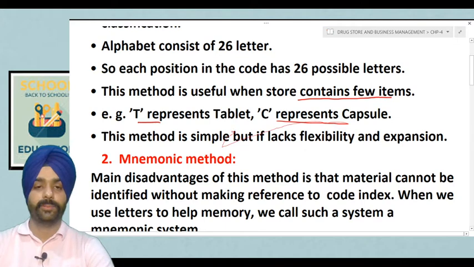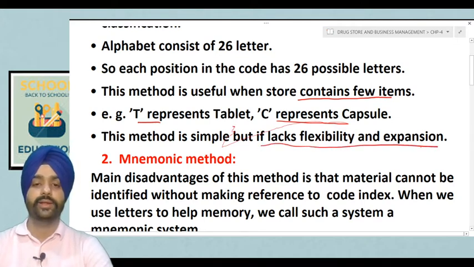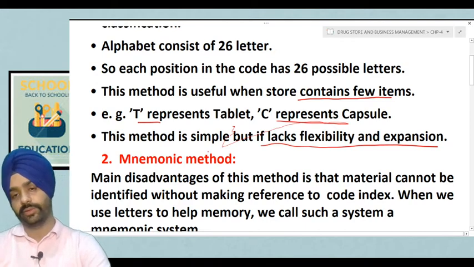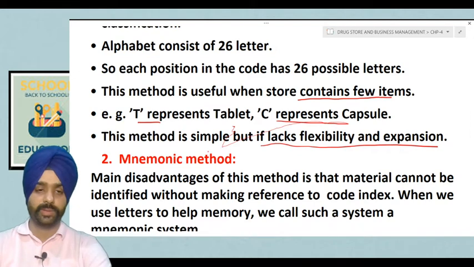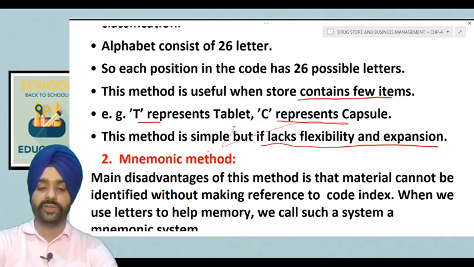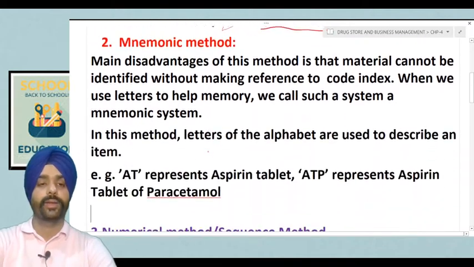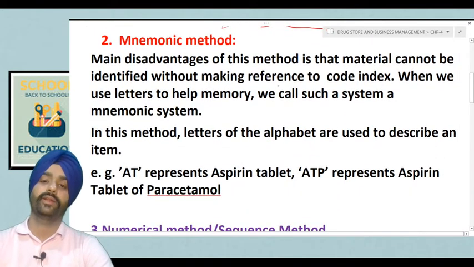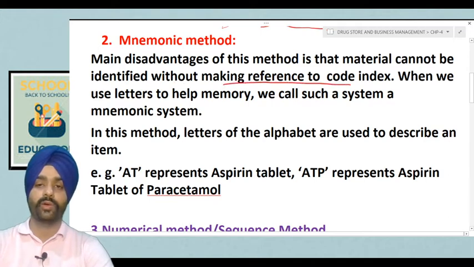This method is simple, but it lacks flexibility and expansion. There is not any flexibility and we cannot expand this, because by expanding we can create more problems or doubling. The next one is the mnemonic method. The main disadvantage of this method is that the material cannot be identified without making reference to the code index.